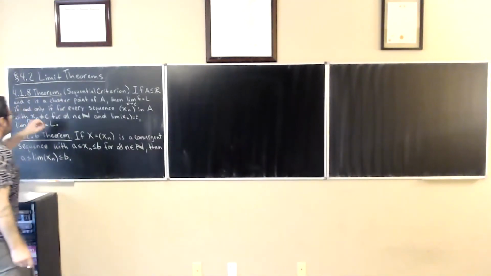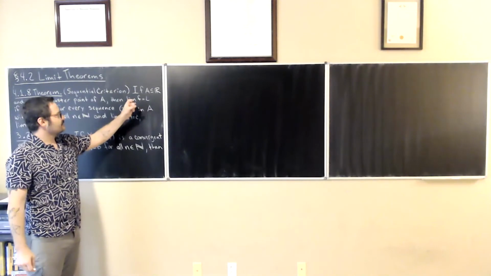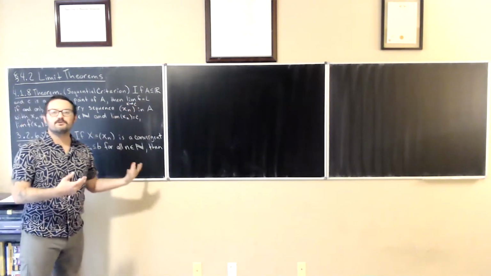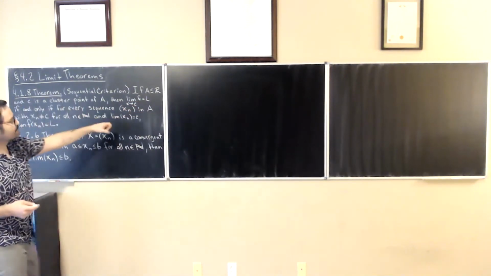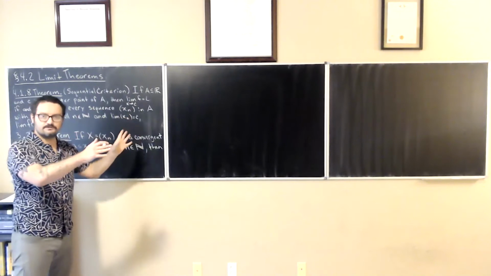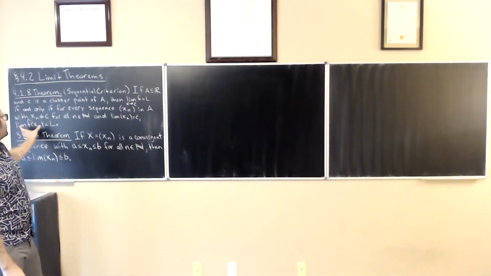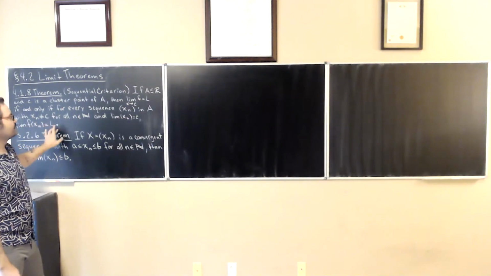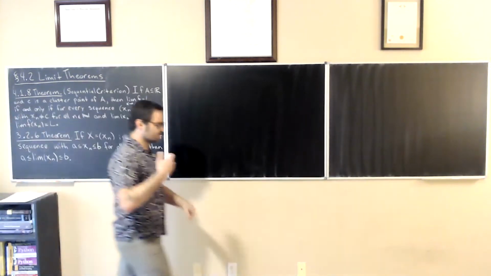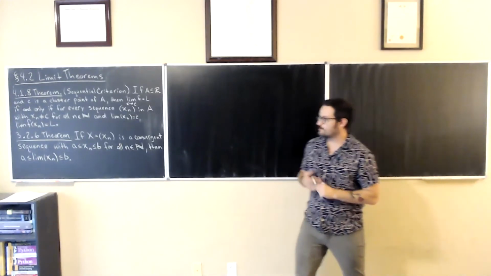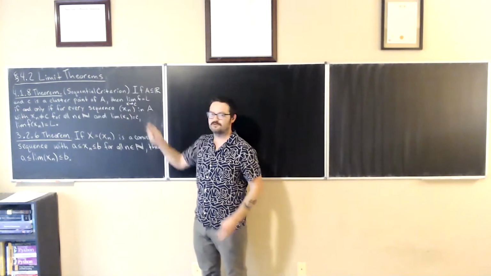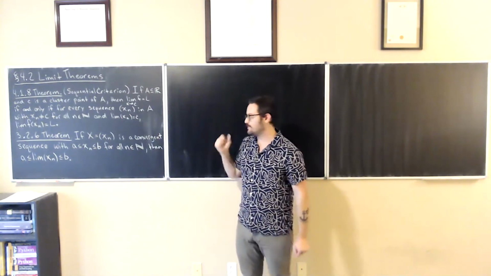It says that if c is a cluster point of A, then the limit of f as x approaches c is equal to L if and only if for every sequence x_n in A that doesn't equal c and converges to c, the limit of the sequence f of x_n is equal to L. So this is a very useful theorem. We spent an entire video on the proof of that, and we'll see how useful it is in a moment.